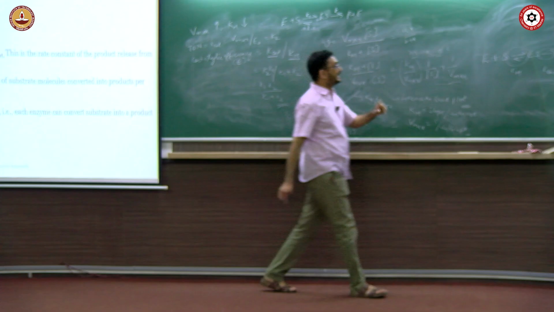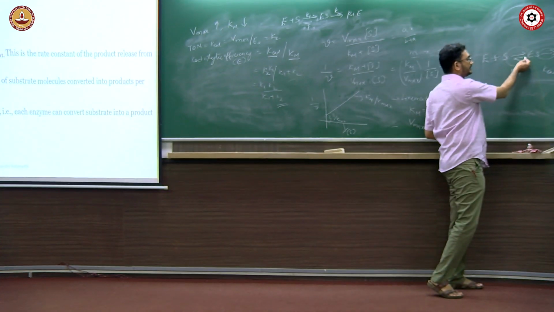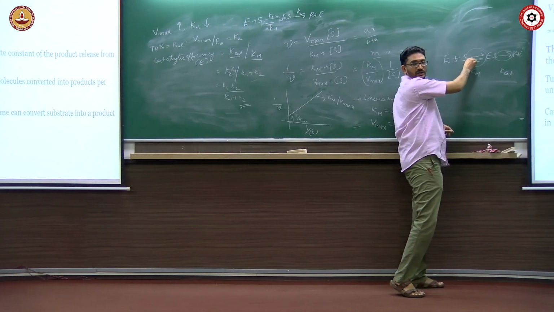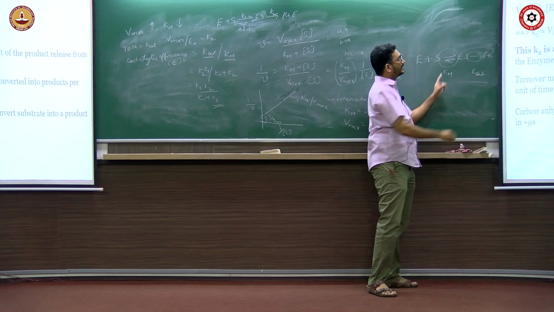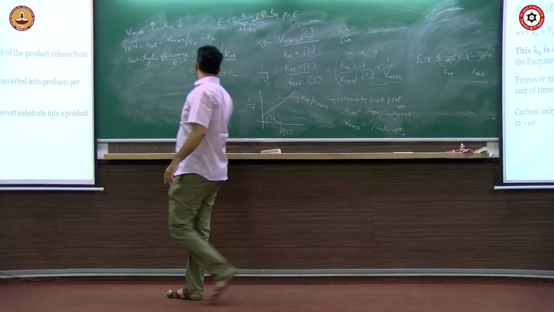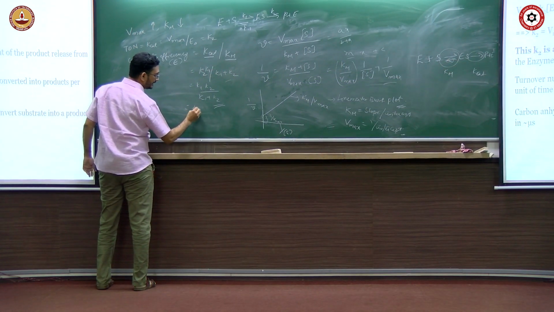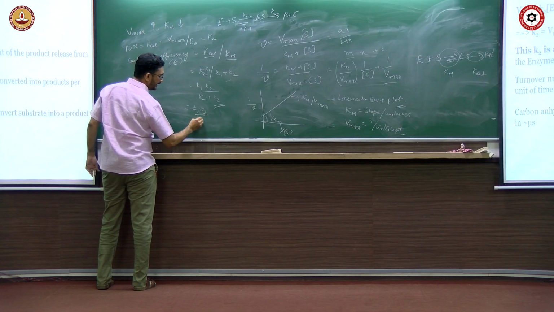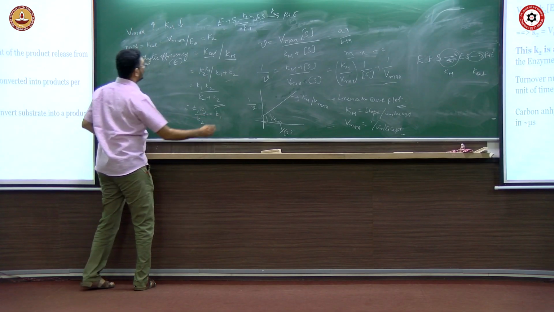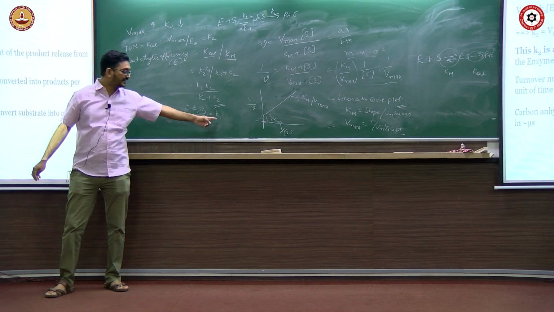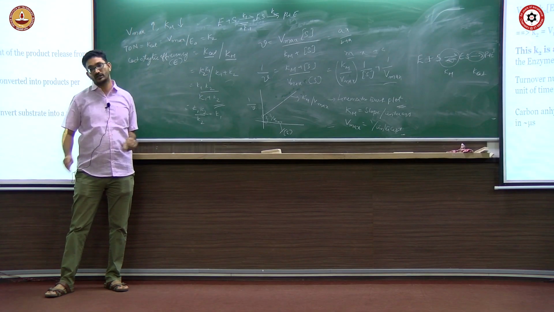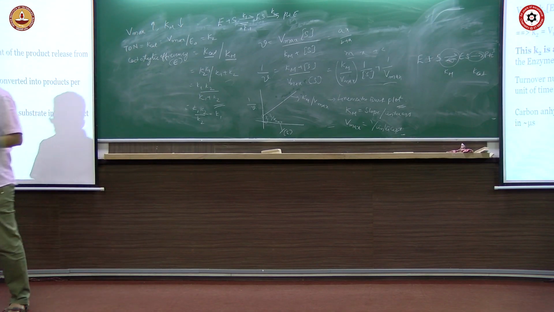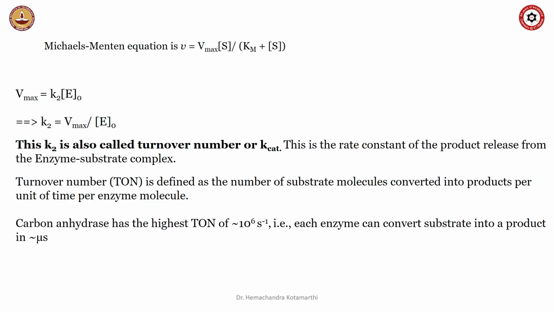That means for an enzyme to be very successful, the backward reaction should be slow, right? This K minus 1 should be negligible compared to the forward reaction, so you can neglect this. If you neglect that, it becomes K1 K2 by K2, that is K1. So the catalytic efficiency is K1, which is nothing but a diffusion controlled reaction. Okay, so the first one is diffusion, the second one is activation.